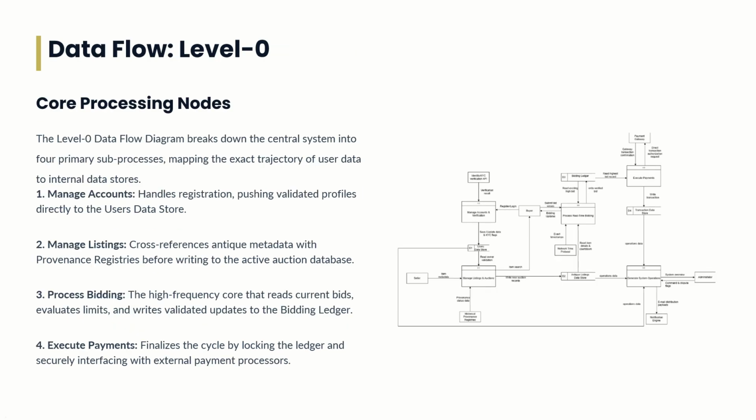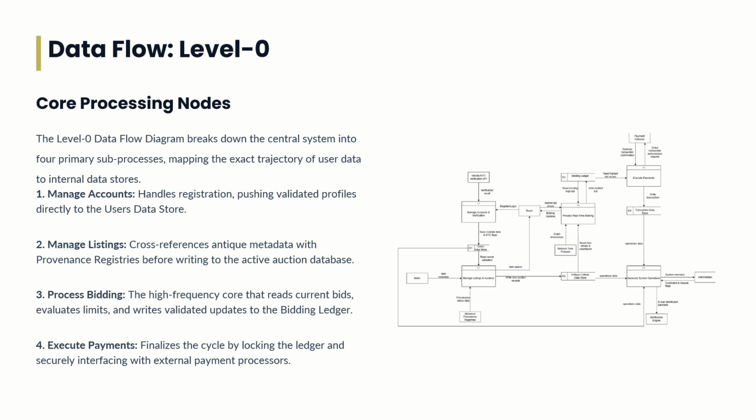And for data flow diagram level 0, this is our data flow diagram level 0, and it breaks down the central system into five primary sub-processes, which map the exact trajectory of user data into internal data stores. So the first process is manage accounts and verification. It handles registration, pushing validated profiles directly to the user data store D1.